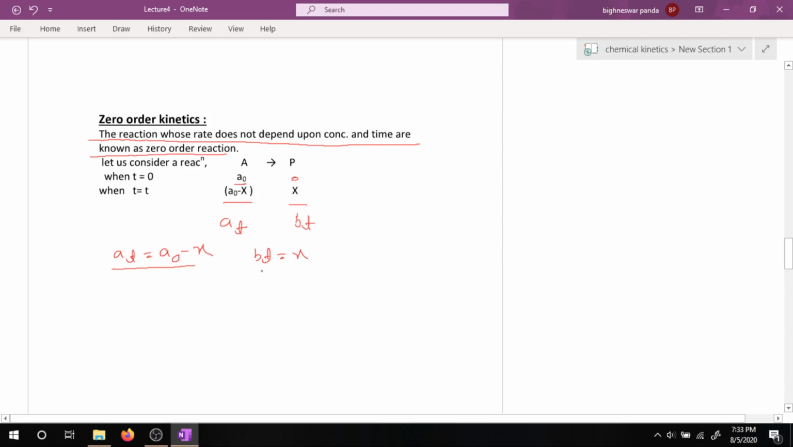So let's solve zero order kinetics. For this reaction I can write rate R is equal to change in concentration, minus dA by dt, is equal to k to the power 0. Why 0? As it is a zero order reaction. So I can simply write here minus dA by dt is equal to k.